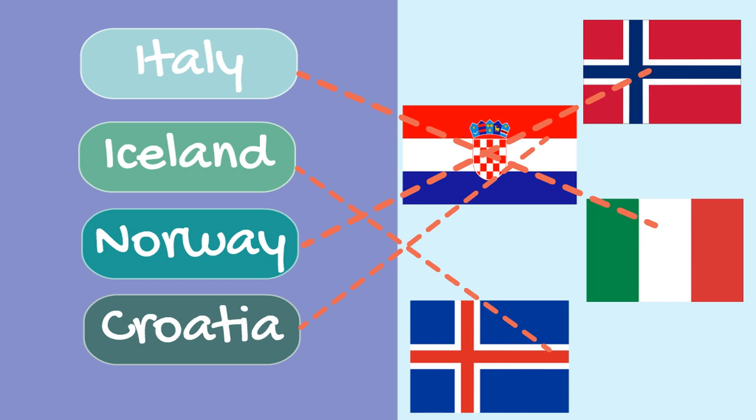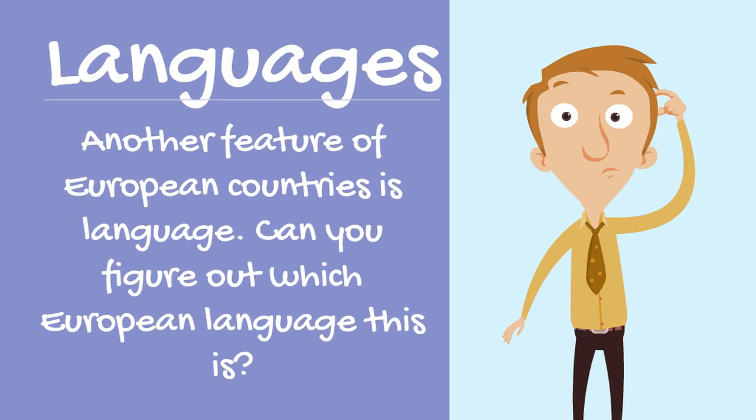Another way that you can tell the European countries apart is by the language that they speak. Most European countries have their own language, but in some countries, more than one language is spoken. In Belgium, you'll hear Belgians speaking Dutch, French, and even sometimes German. How well do you know the languages of Europe, though?